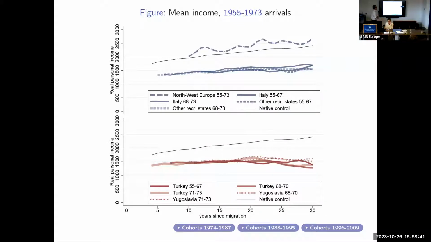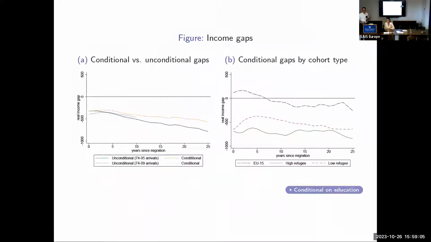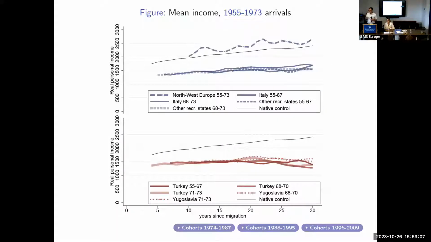Why is that? Well, part of the story is, of course, that the natives have higher education, and more highly educated individuals tend to have higher earning growth, which is perhaps good news for everyone sitting here. If you have, let's say, a master's degree or some higher education, you will tend to have higher income growth. Why exactly? What could explain this?